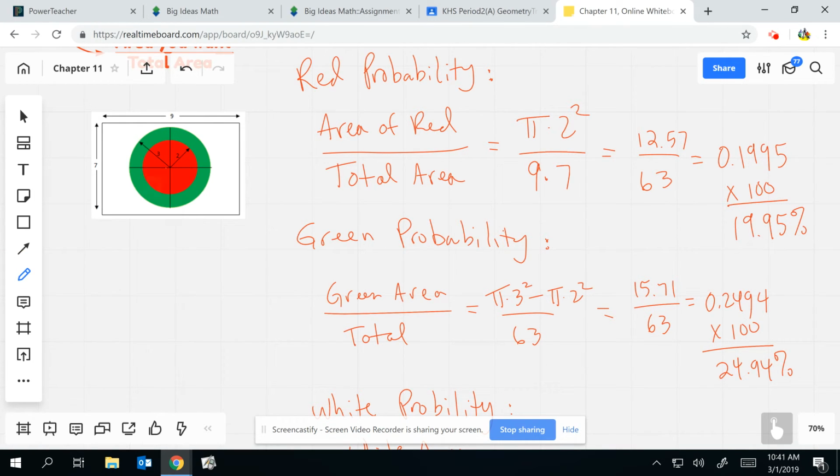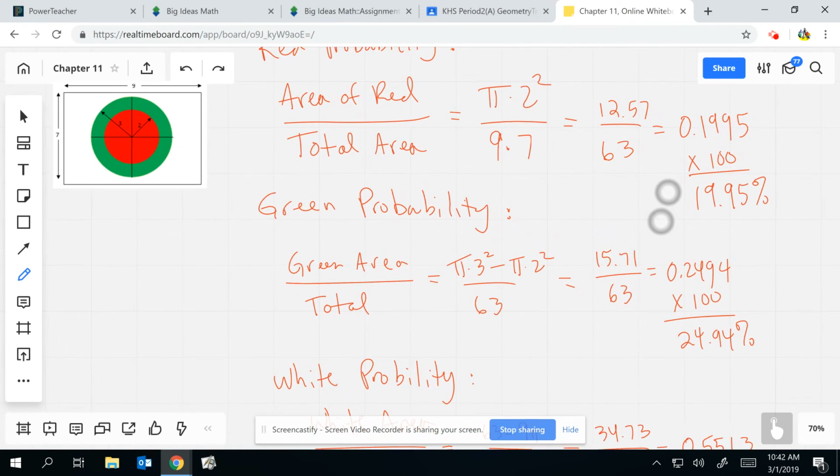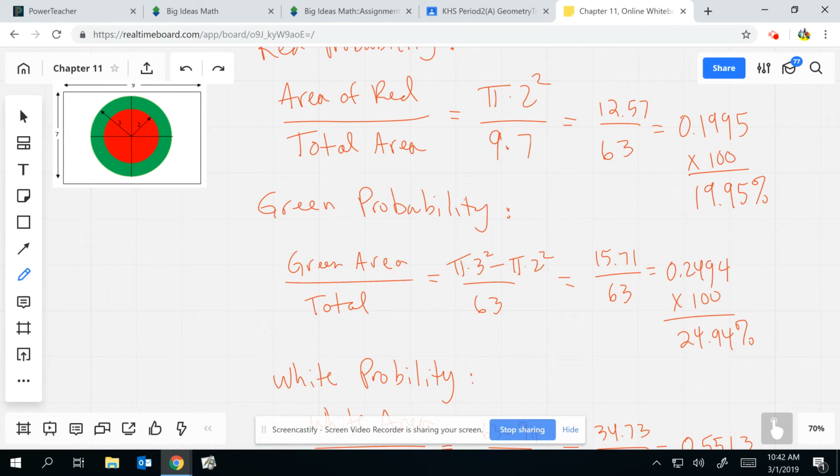You can see that this 3 goes all the way to the edge. That's going to give me that whole circular area. Then I subtracted out pi times 2 squared. What does that represent? The red one. So I'm going to take the whole thing and pull out the red one. That's going to leave me with the strip, the green. So that gives me 15.71 over 63. Dividing gives me 0.2494. So that's a 24% chance, almost 25. That's almost a 1/4 chance of hitting the green.